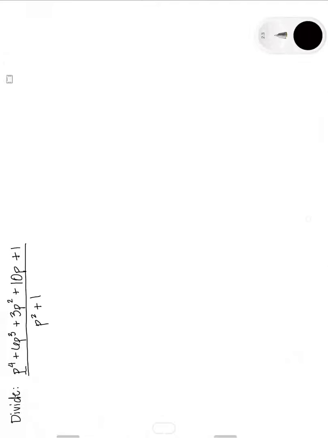In the numerator, I'm noticing that I have p to the 4th power, p to the 3rd power, p to the 2nd, p to the 1st, and then p to the 0, which is just a number. So I'm good. The numerator is completed. However, the denominator, I can see I have p squared, and then I have a number. So basically here I'm missing p to the 1st power. So I have to rewrite it.